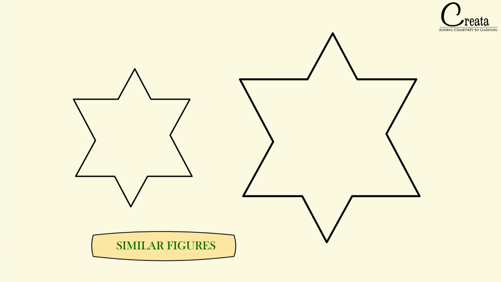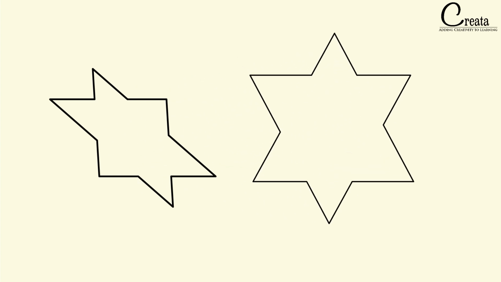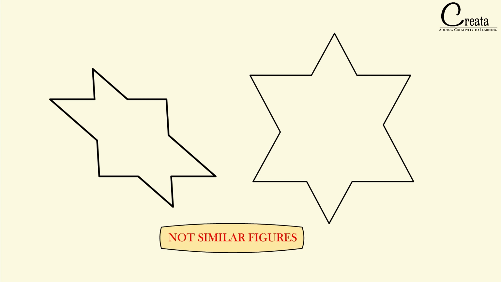If we slightly twist the left hand side figure, now the shapes of both the figures are not matching. Also their size is not matching. So we can say both of these are not similar figures. Not congruent, also not similar, because their shapes are not matching. Both are stars, okay, but the shape of the left hand side is not matching with the shape of the right hand side.